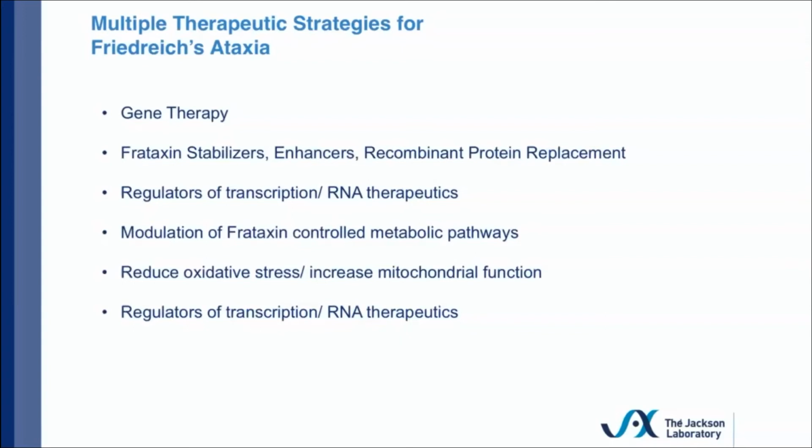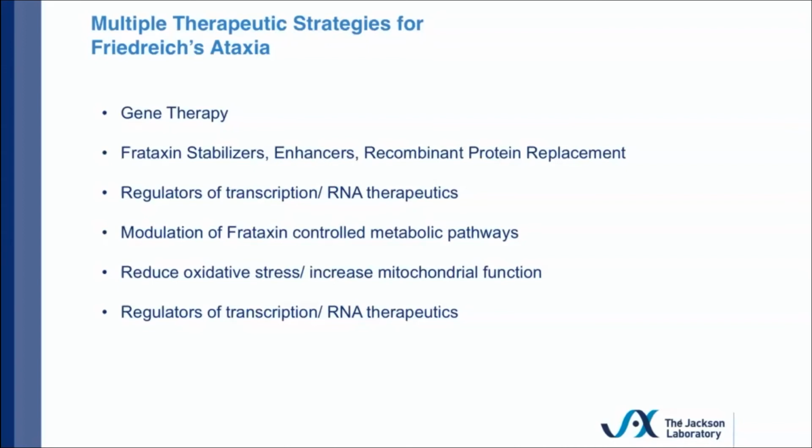One essentially is gene therapy. So if this is a disease of low protein, if you use some of the standard gene therapy vectors to replace frataxin, that is certainly one strategy. Another is frataxin stabilizers. And so the frataxin that is generated off of the expanded allele, could you stabilize that protein? Could you enhance that protein? And can you use recombinant protein replacement as a strategy to add frataxin back to these cells?